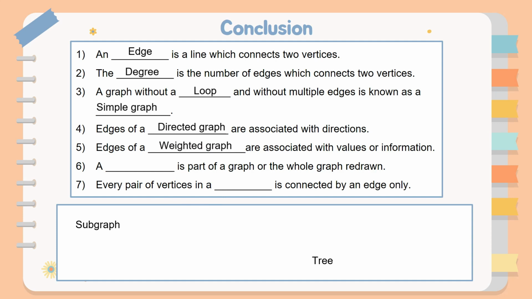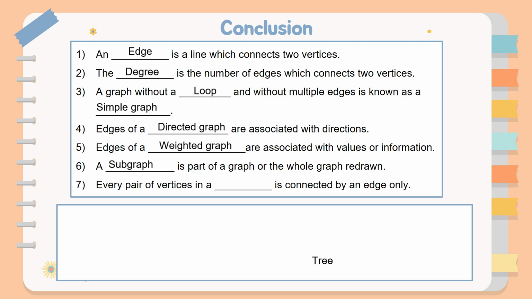Okay, number 6. A blank is a part of a graph or the whole graph withdrawn. Part of graph. Okay, this is the hint, the keyword. Subgraph. Yes, correct. A subgraph is a part of a graph or the whole graph.